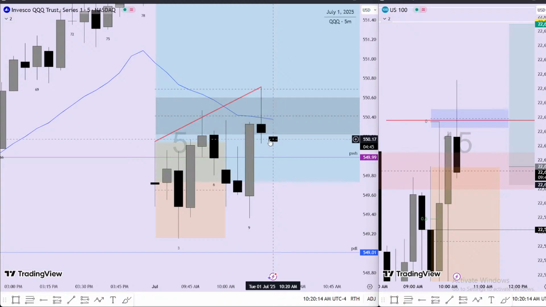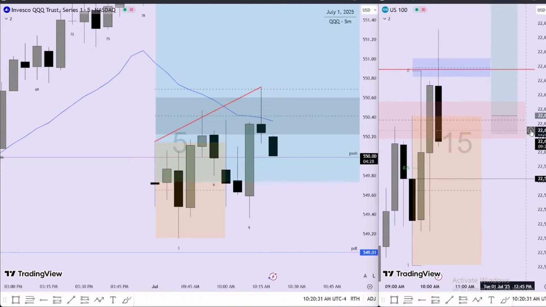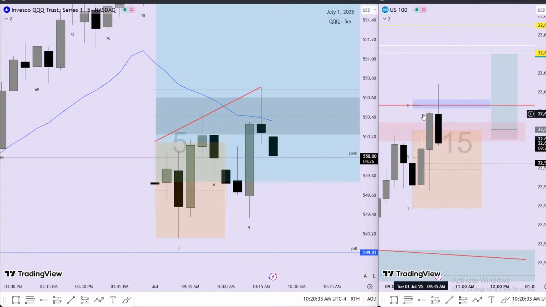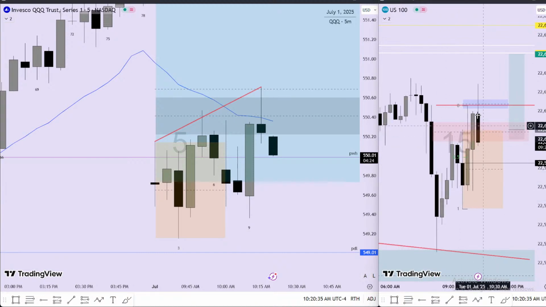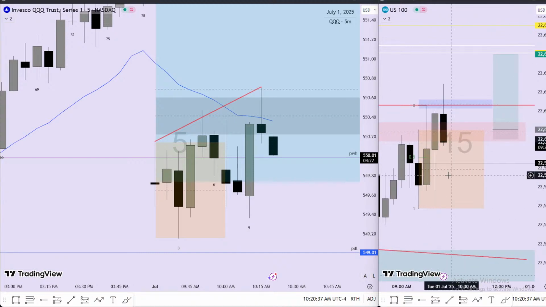That's a bad follow through. 720, a bad follow through. If we get a breakdown now, this would be really, really violent. This can be really violent if we break down right now on a 15 minutes.